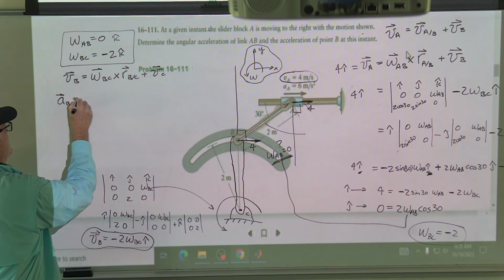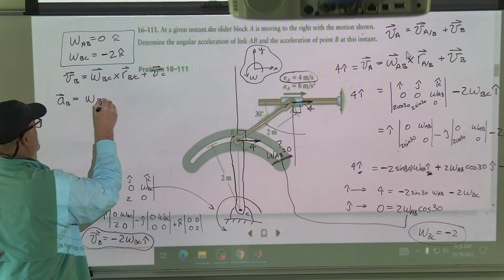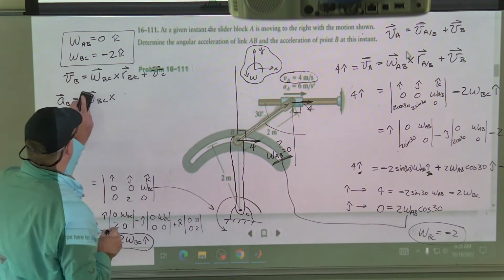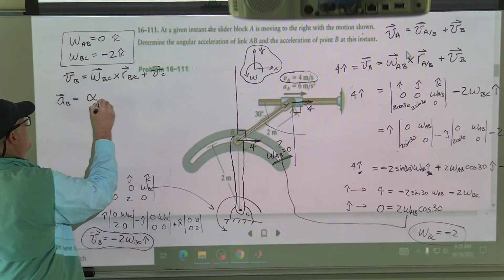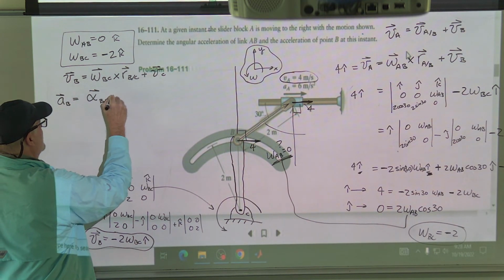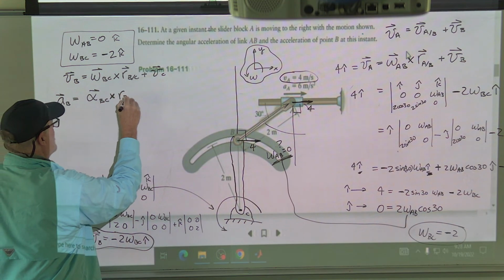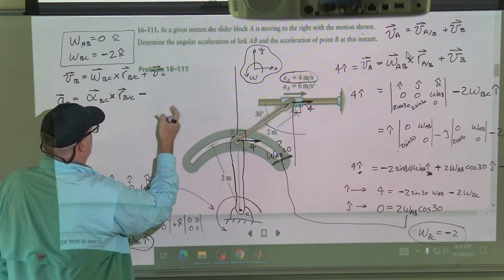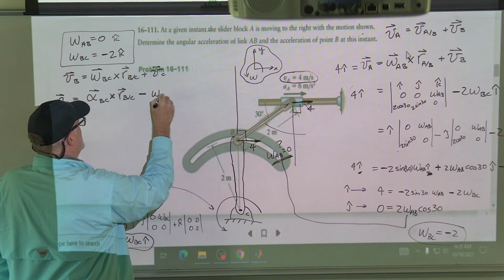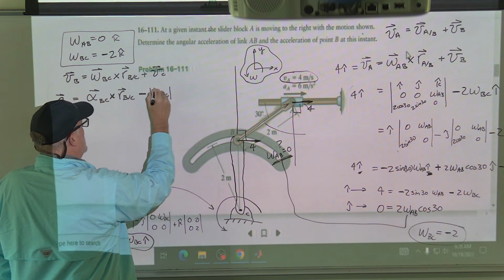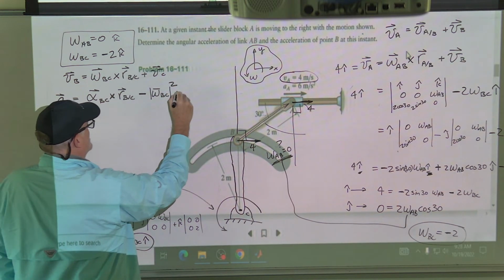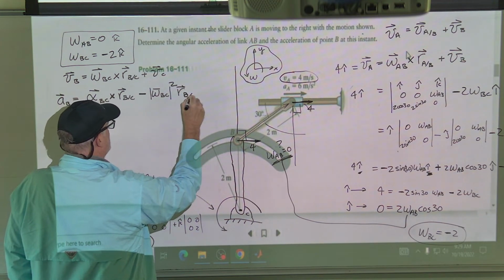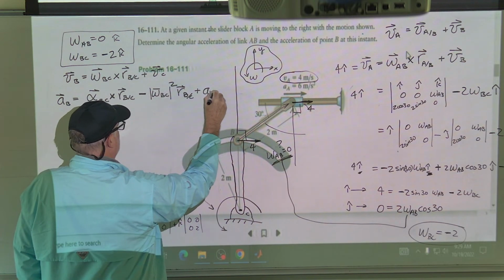Acceleration of B is equal to omega BC, and you can see this in the book if you wanted to, sorry, alpha BC cross RBC. I'll come back and show how this came about, and we've done it before. Omega BC, the magnitude squared, times RBC, plus acceleration of C. Almost wrote B.